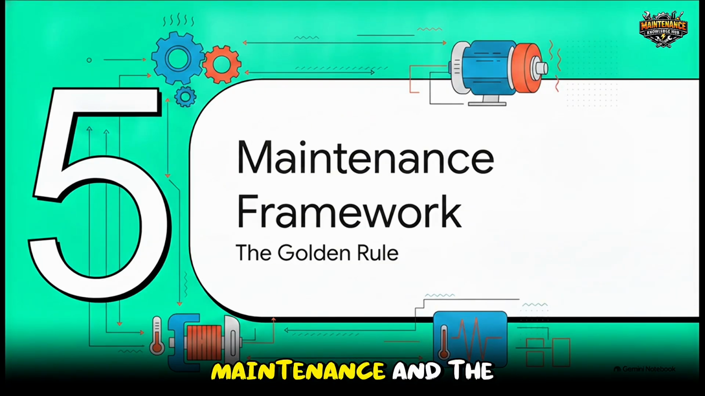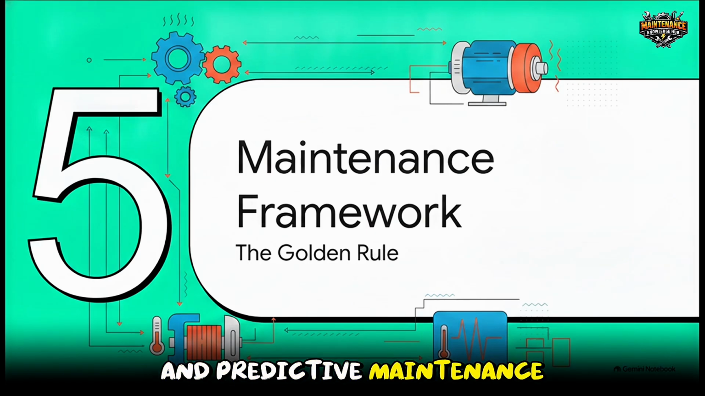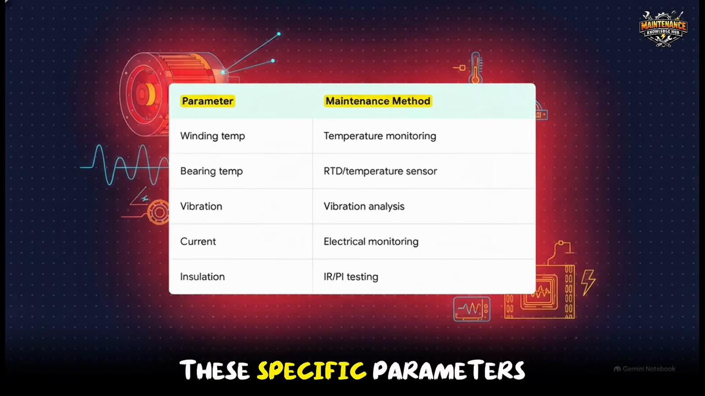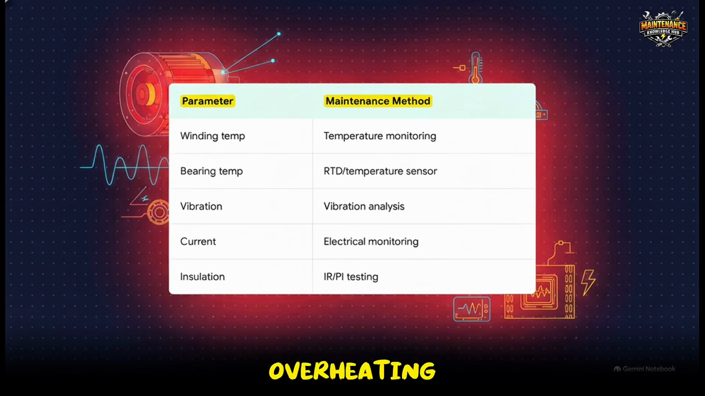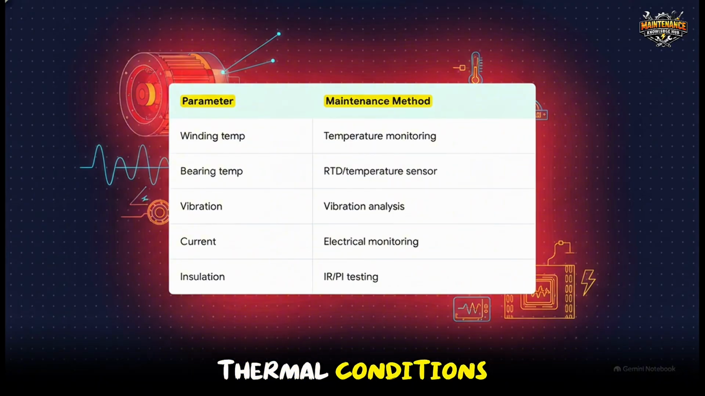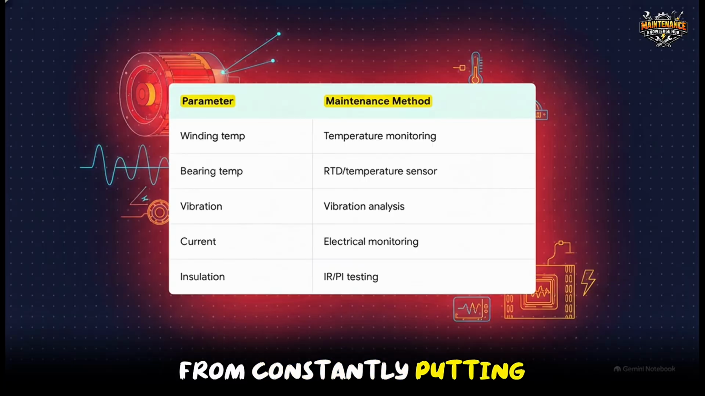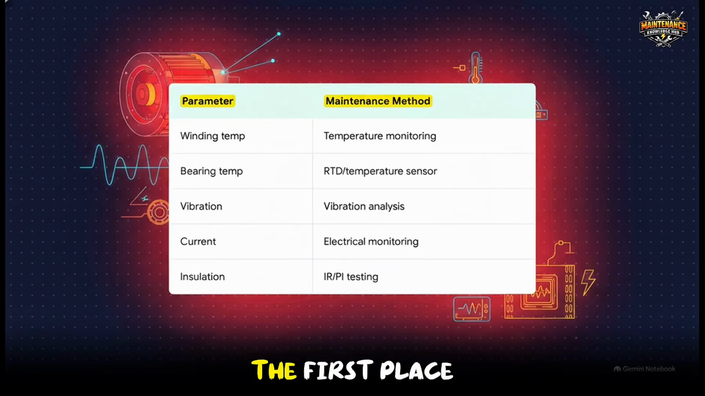Finally, we have preventative maintenance and the golden rule. To stop these failures before they ever even start, we have to integrate this knowledge into condition-based and predictive maintenance. By actively keeping an eye on these specific parameters, maintenance engineers can predict an overheating event way before the equipment is actually damaged. I'm talking about using RTDs, resistance temperature detectors, alongside thermography for thermal conditions. It means relying on IR and PI testing, insulation resistance and polarization index, to catch winding degradation early. When you combine all that with electrical monitoring and laser alignment, you completely shift your operation from constantly putting out fires to predicting and preventing them in the first place.